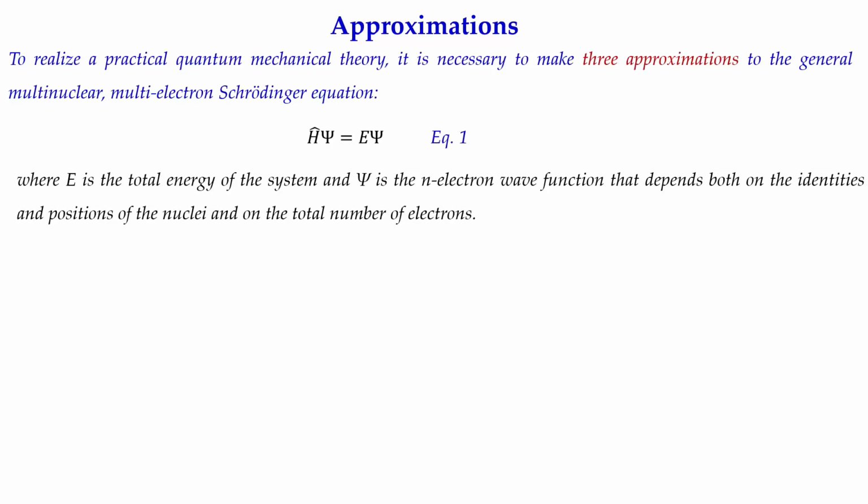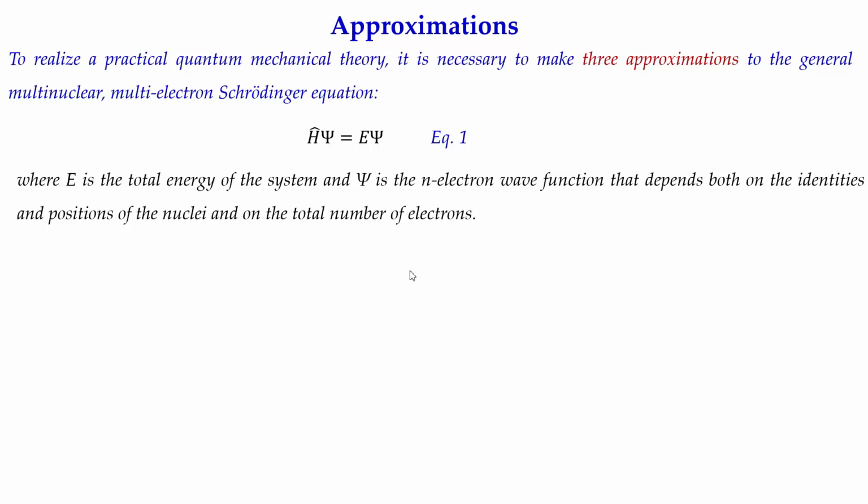So let's discuss the approximations. Before the approximations, you should know about the Schrodinger equation for multi-electron, multi-nuclear systems. That is simply H psi equals E psi, where H is the Hamiltonian, psi is the n-electron wave function, and E is the energy. When we solve this equation, we get the energy and the wave function back.